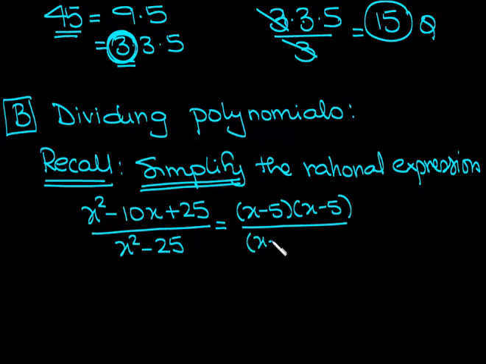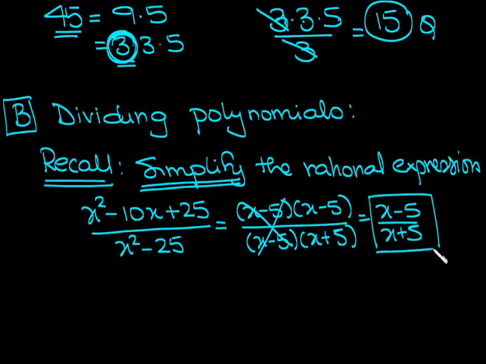And we can factor the bottom, we get x minus 5 and x plus 5. Then we cancel the common factors, so we are left with x minus 5 and x plus 5. And this is what we did before in chapter 1. We stopped at this stage. The reason why we stopped is because at that time we couldn't do anything with it. But now we can still take this polynomial on the top and divide by this, and that's what we want to do.